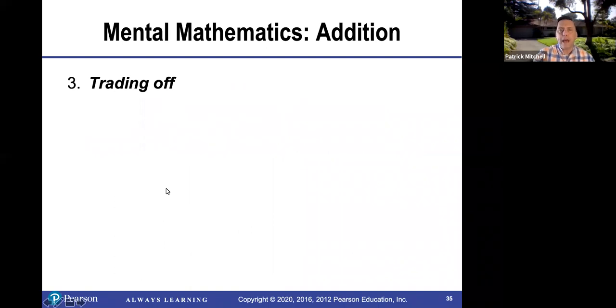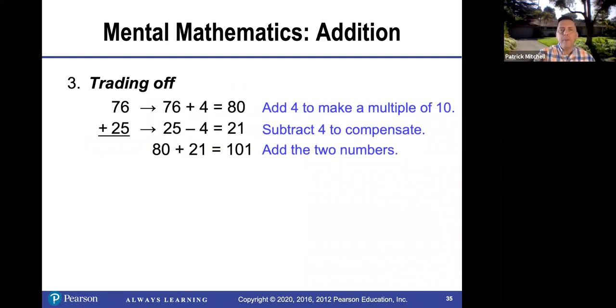Another mental mathematics trick is trading off. So take 76, this is kind of similar to the opposite change algorithm, right? To make this into an easier problem, 76 plus 25, you add 4 to 76 to get 80, and then make up for that by subtracting 4 from 25, that gives you 21. So instead of doing 76 plus 25, you do 80 plus 21, which is 101.